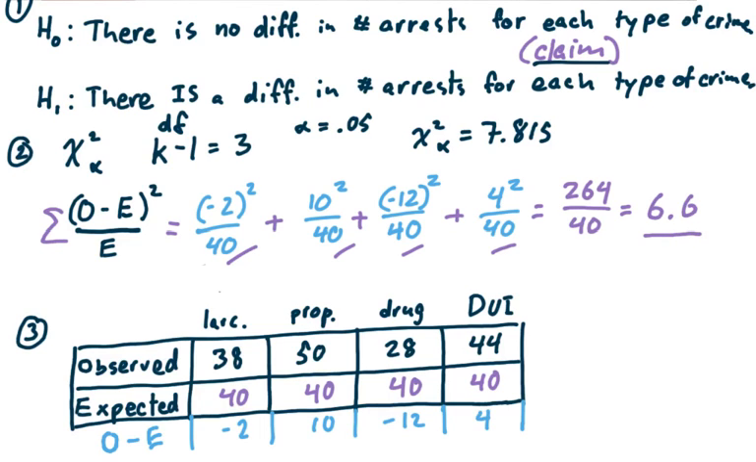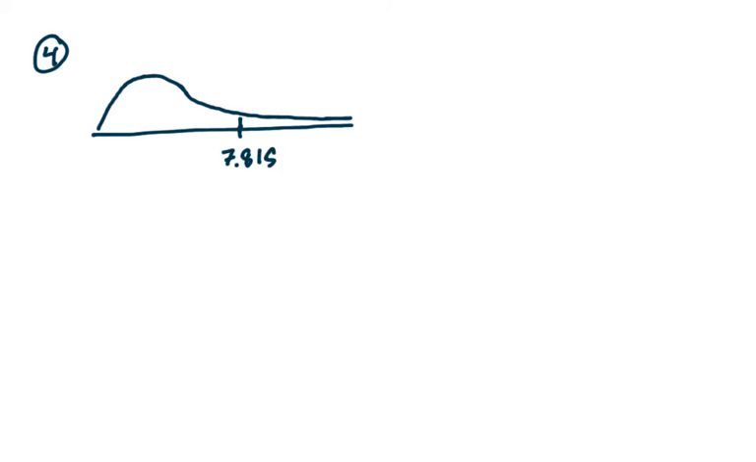So that was step 3. Jump to the next page. Step 4 is we're going to make the decision. So here I'll re-sketch the chi-squared curve. I'll say what the critical value was. It was 7.815, I believe. Shade in the critical region.